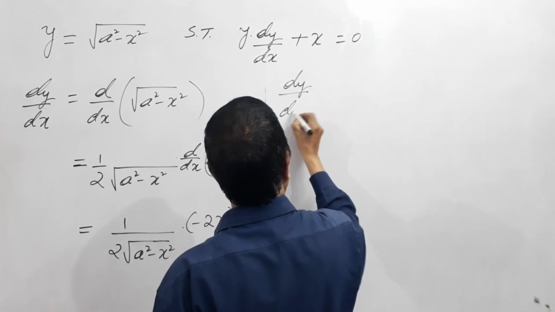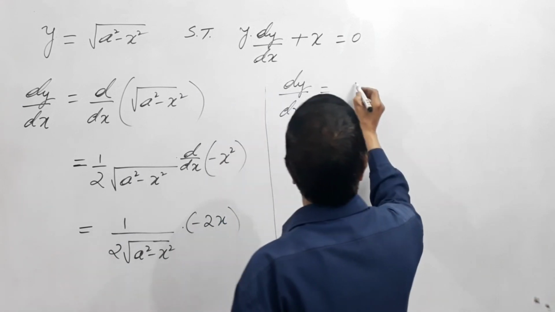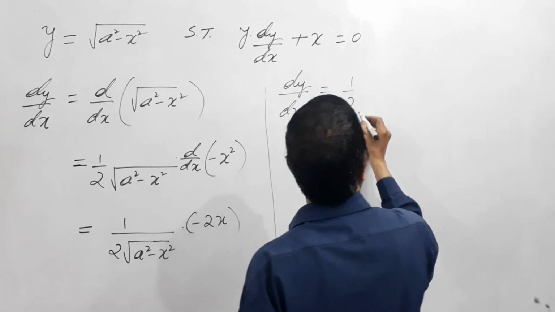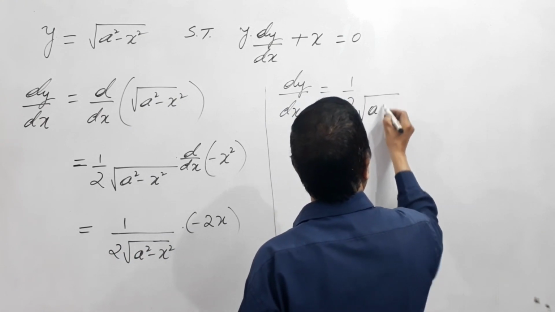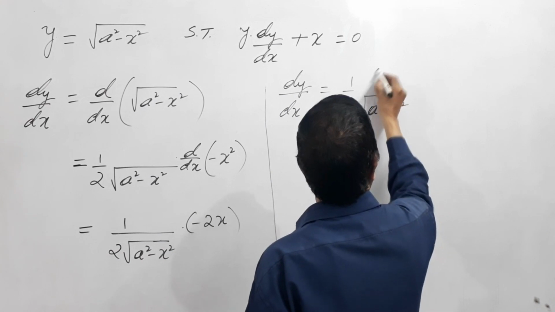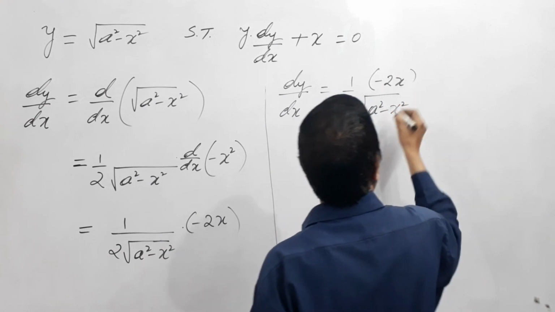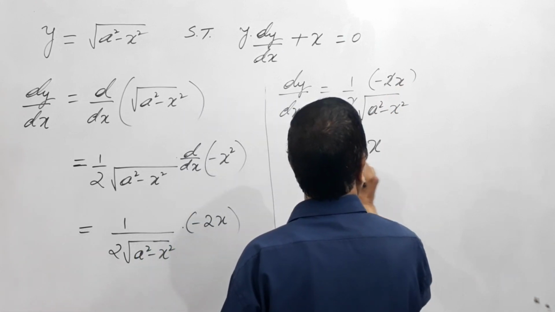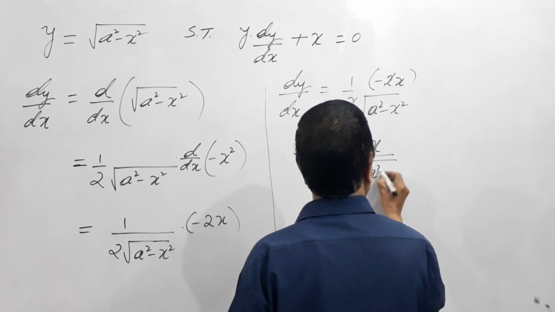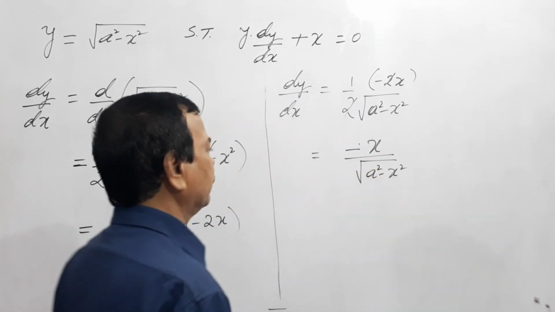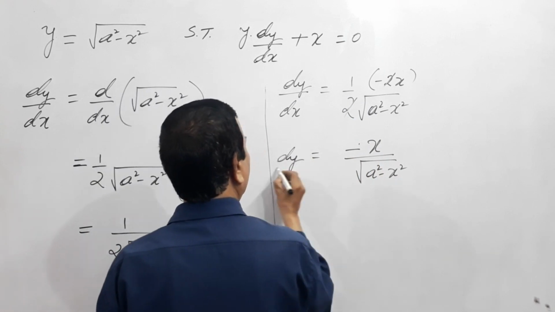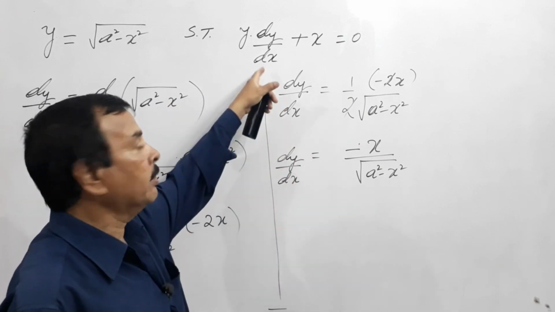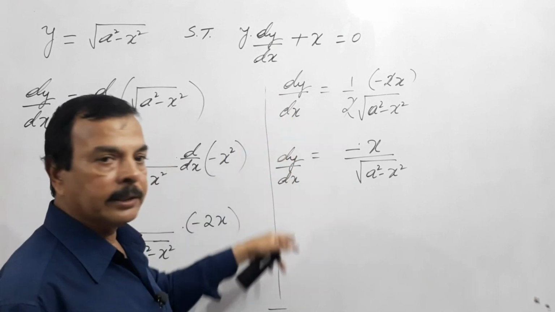On the left hand side, dy by dx equals to half. So I take this into root of a square minus x square into minus 2x. This 2 cancels. So that is equal to minus x by under the root a square minus x square. So this is our dy by dx. In these problems, keep writing this dy by dx because we need this. So don't forget to add this later on.